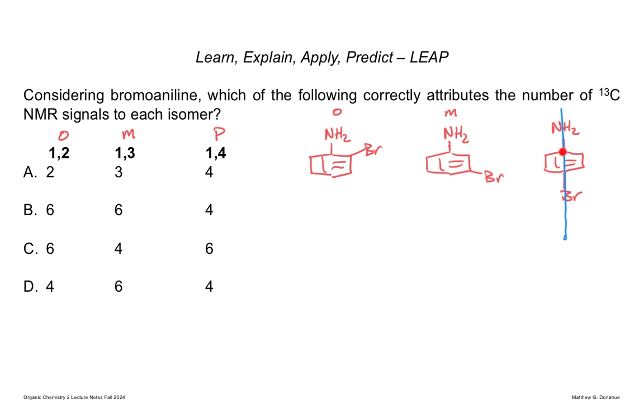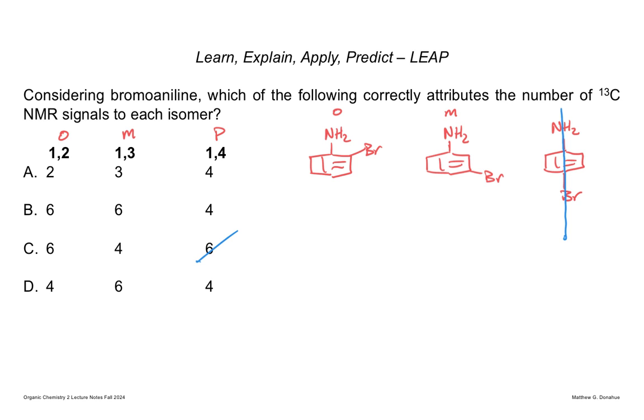Here's a unique carbon. Now keep in mind that carbon is different from this carbon now because they're bonded to different substituents. So we have 1, these 2 mirror, that's 2, these 2 mirror, that's 3. Then this is its own thing, so this is 1, 2, 3, 4. That's going to have 4 signals. We can eliminate C.